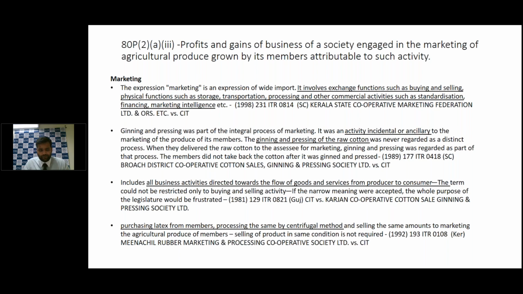In case of Kerala High Court, there they purchased latex from members, processed the same by centrifugal method, and then the product was sold. Kerala High Court clearly holds that what I procure from members and what I sell need not necessarily be the same product, and therefore a deduction was allowed under section 80P(2)(a)(iii). Therefore, the term marketing has been interpreted in a very wide manner to include processing, incidental and ancillary activities.